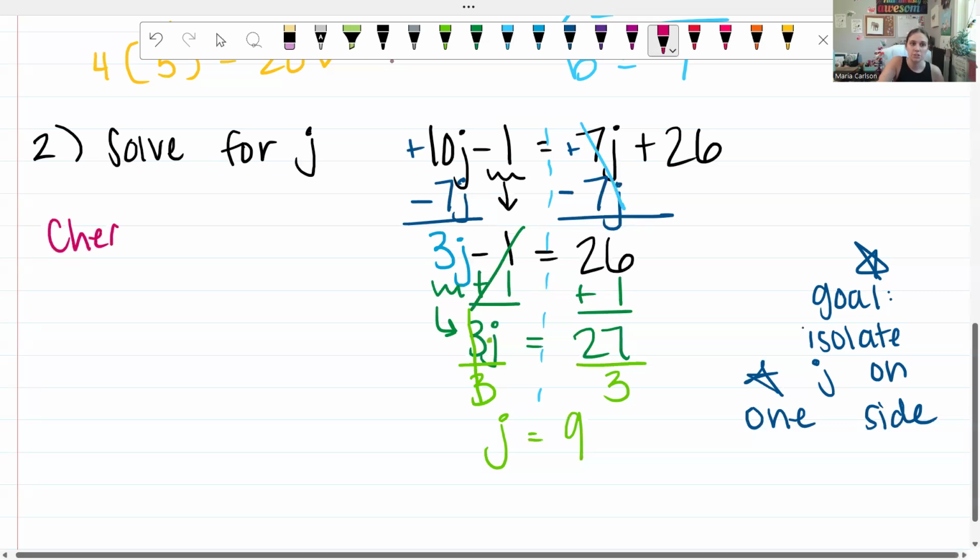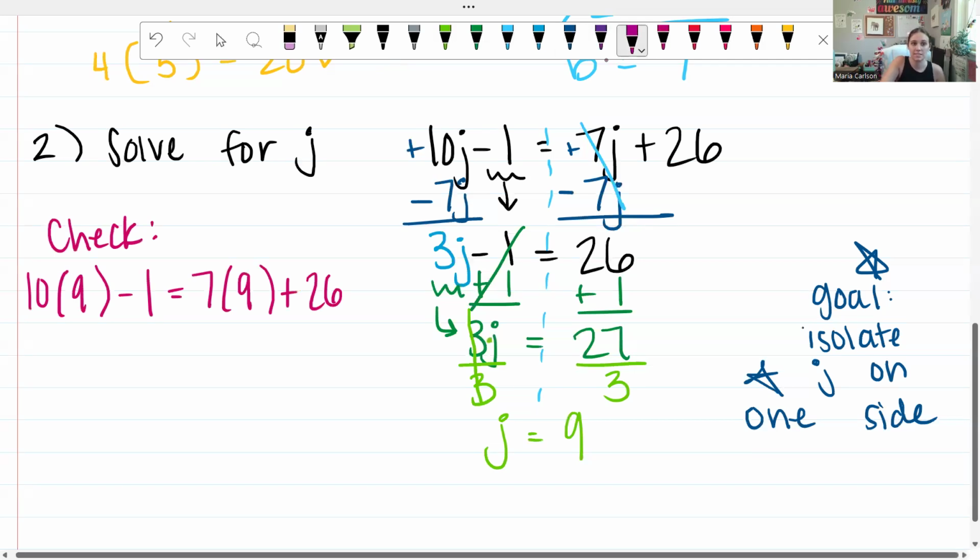Now, you know me, I'm going to check my work. So our original equation was 10, and then we found j to be 9. So 10 times 9 minus 1 should be equal to 7 times 9 plus 26. So let's do some quick calculations. 10 times 9 is 90. So we have 90 minus 1 is equal to 7 times 9 is 63 plus 26.